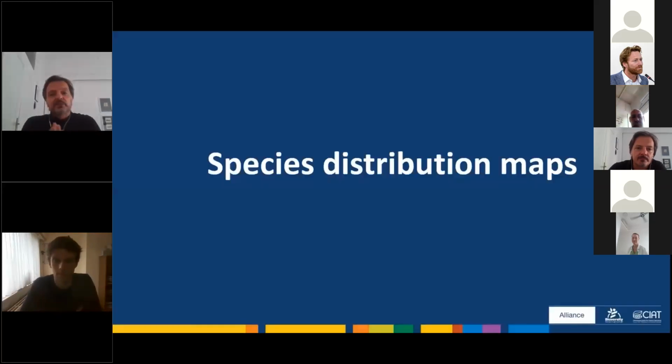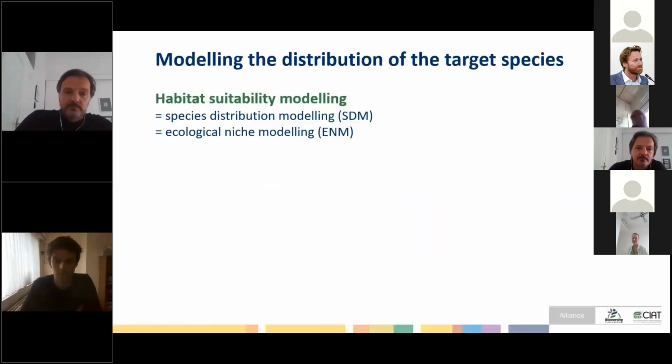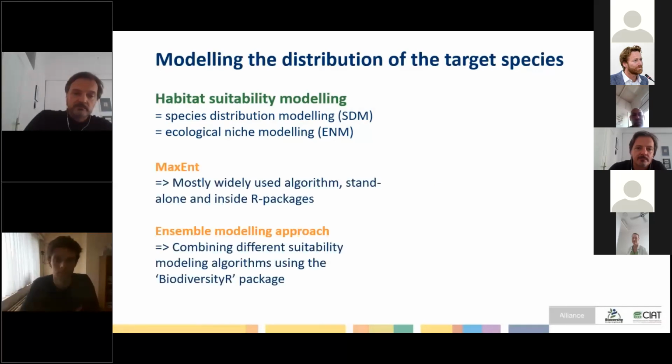But let's start with the species distribution maps. So we are modeling the distribution of our target species for the simple reason because in many cases it's not exactly known where the natural distribution or the actual distribution of the species is. And a broadly used modeling is called habitat suitability modeling, but also species distribution modeling, SDM, and ecological niche modeling. So this is more or less really pointing to the same principle.